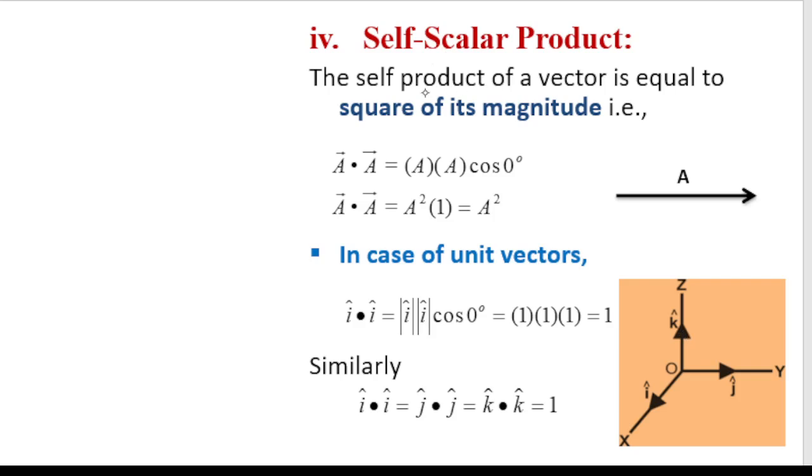Self-scalar product. The scalar product of a vector with itself is equal to the square of its magnitude, as A dot A is equal to magnitude of A times magnitude of A cos 0. Cos 0 is equal to 1, A into A is equal to A square. In the case of unit vectors, i dot i is equal to 1, j dot j is equal to 1 and k dot k is equal to 1.